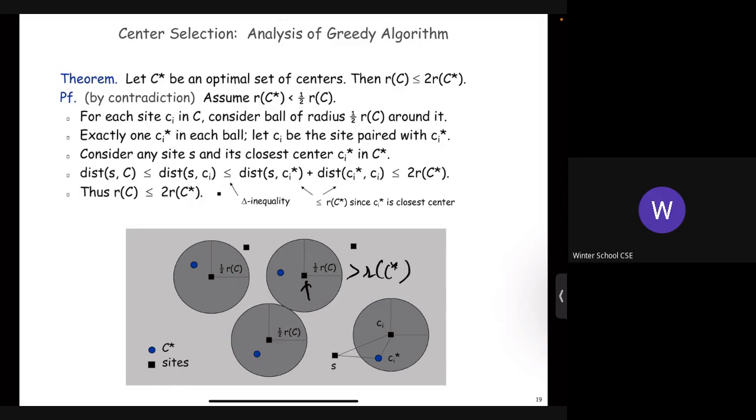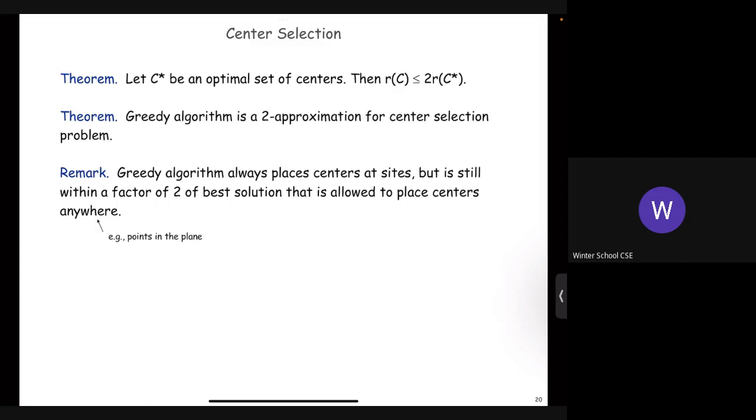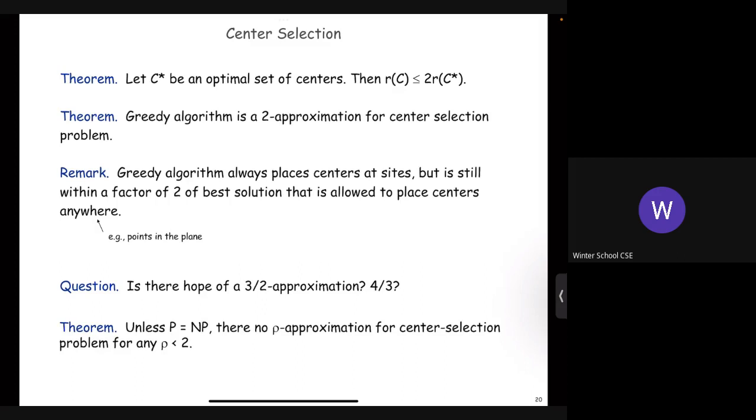Okay, so I have to make one remark before I give it to Vimal. So this is a greedy approximation for the center selection problem. Is there any hope for a 1.5 approximation, or 1.33 approximation? Do you think it's possible to do? Factor 2 approximation. Hopefully, Vimal will tell you that unless P equals NP, we cannot do a 1.99 approximation, at least when we are working in a general metric space.